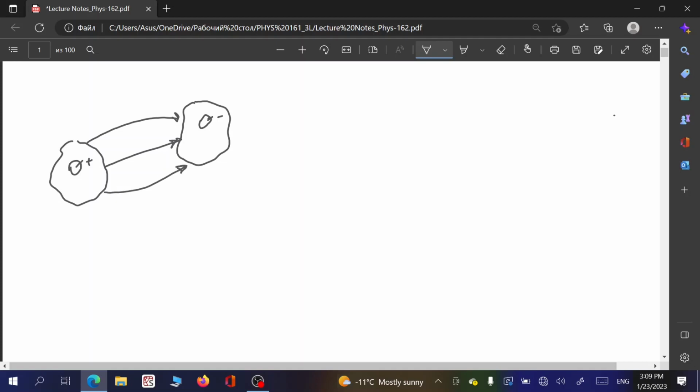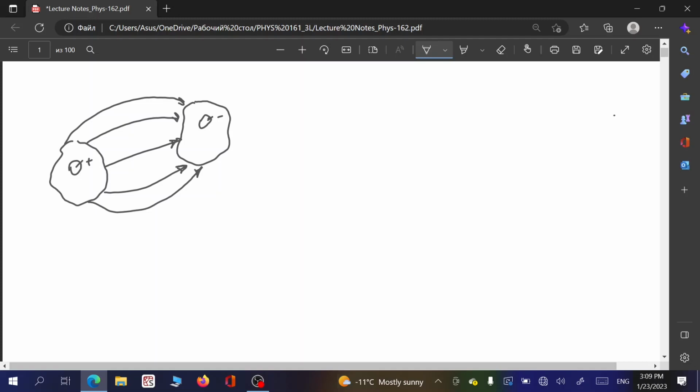Let's say they possess different in sign but equal in magnitude electric charges. So let's say we have one conductor. So this is Q plus. Then we have another conductor, Q minus. So obviously there will be some, we can draw these electric field lines which originate at positively charged object and terminate on the negatively charged object.